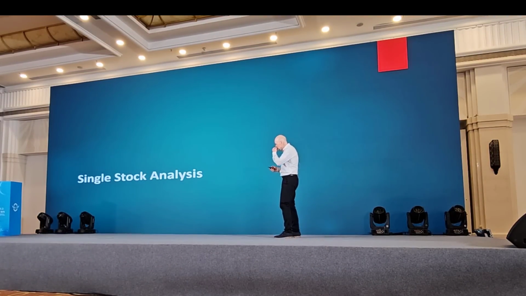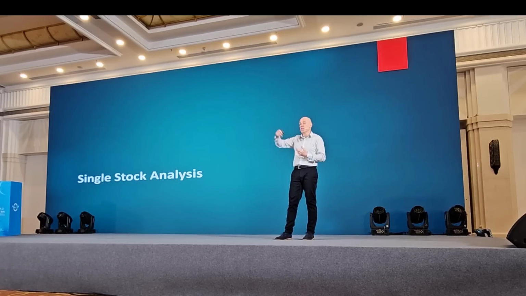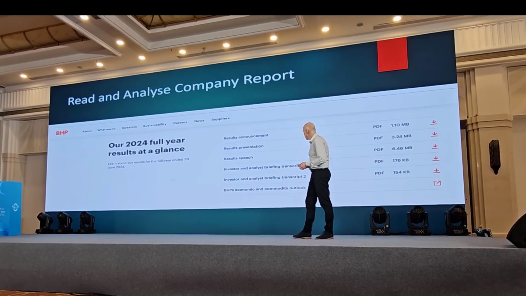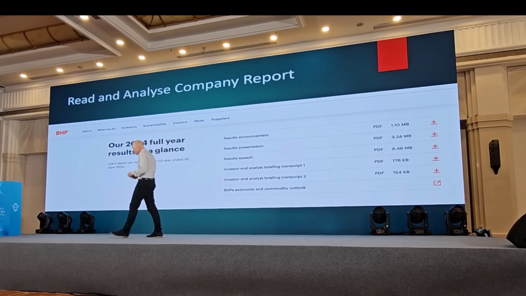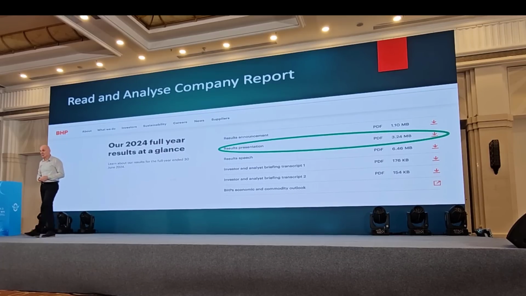And I'll just finish on this one, which is a single stock analysis. Once again, perhaps I'm interested in trading a particular stock, and I want to get an idea about where the price might be headed in future. So this is BHP, one of the biggest companies in Australia. I've just gone to their website to get their full year results. They've got a PDF up here of their results presentation.